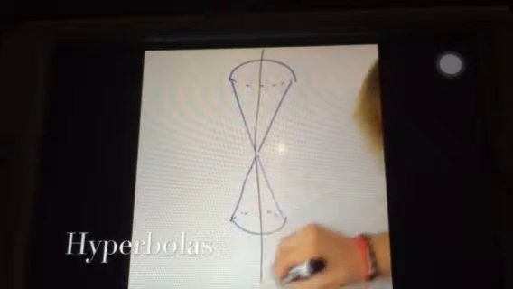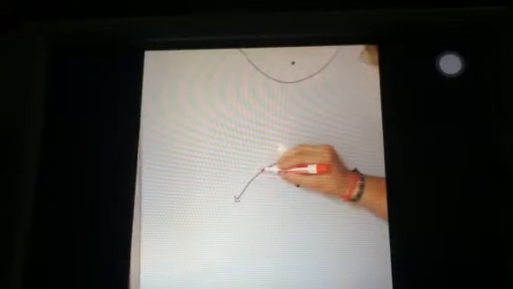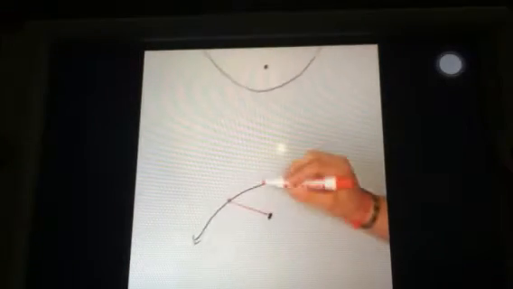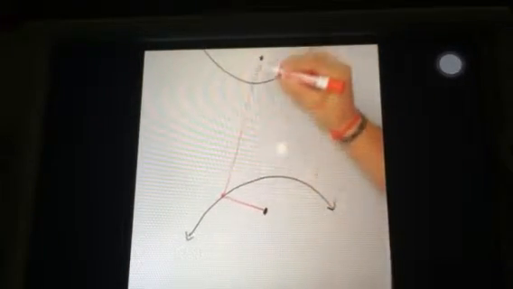The next conic section is a hyperbola, which occurs when a plane intersects two opposing cones perpendicular to their bases. A hyperbola can be defined as all the points having a constant difference in distance between the two foci.